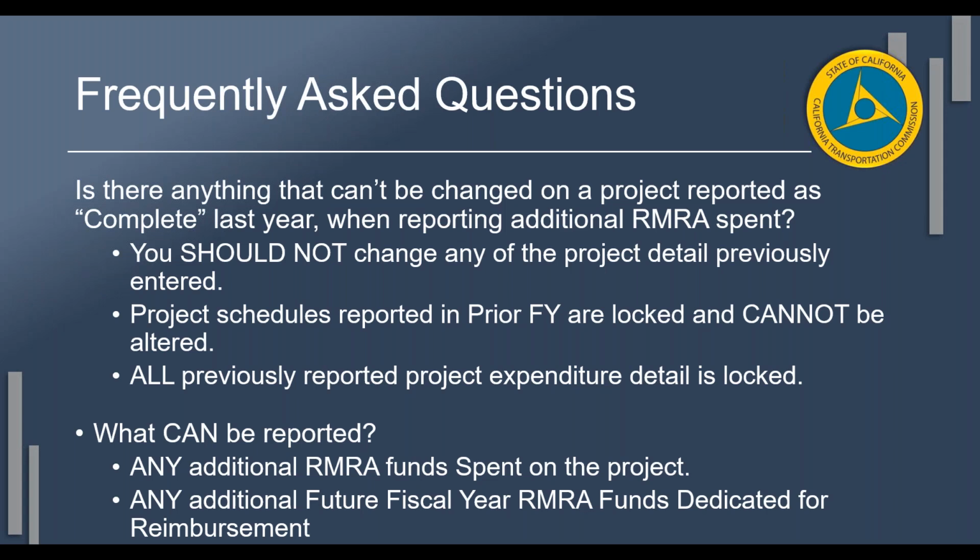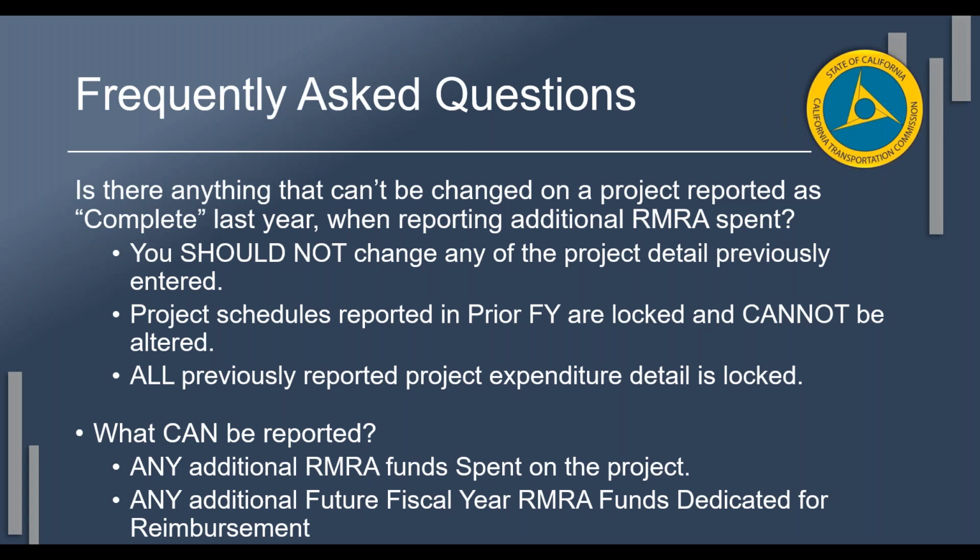So, frequently asked questions: is there anything that can't be changed on a project reported as complete? What we can say is that you should not be changing any of the project detail previously entered. It should have everything locked. It is supposed to have everything locked, but you know what? It's technology and not everything works the way it's supposed to. So if for some reason any of that is adjustable to you, just ignore that temptation to change it in any way.